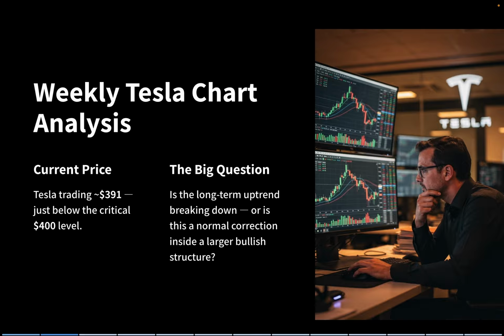So the big question is this: is Tesla's long-term uptrend breaking down, or are we simply seeing a normal correction inside a larger bullish structure? In today's video, I want to organize what has been happening in the market, look at multiple time frames on the chart, and explain what I believe investors should really be watching next.